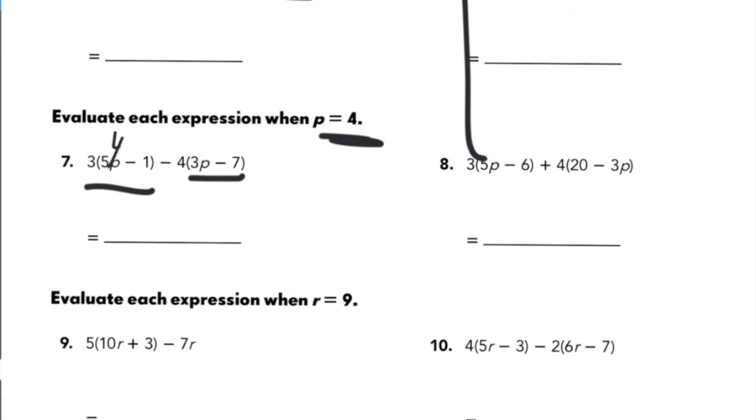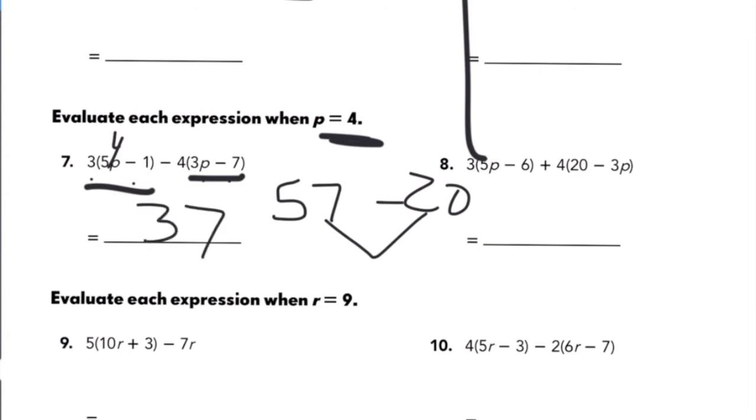Okay, so this will be 20 minus 1 is 19. 19 times 3 is 57. So it'll be 57 minus, and you put 4 in for P there. So that's 3 times 4 is 12. 12 minus 7 is 5. 5 times 4 is 20. And then it'll be 57 minus 20, which is 37. So that one would be 37.